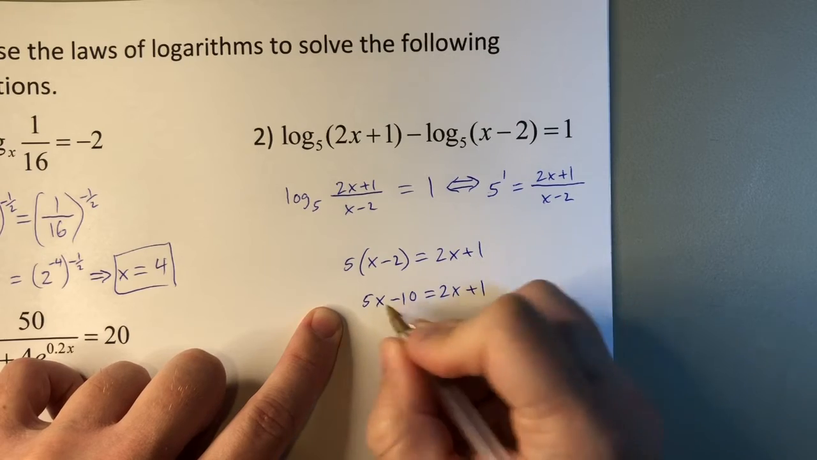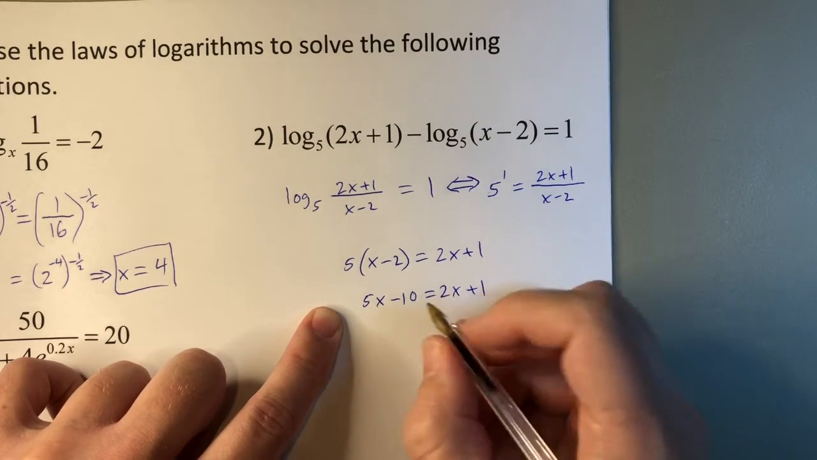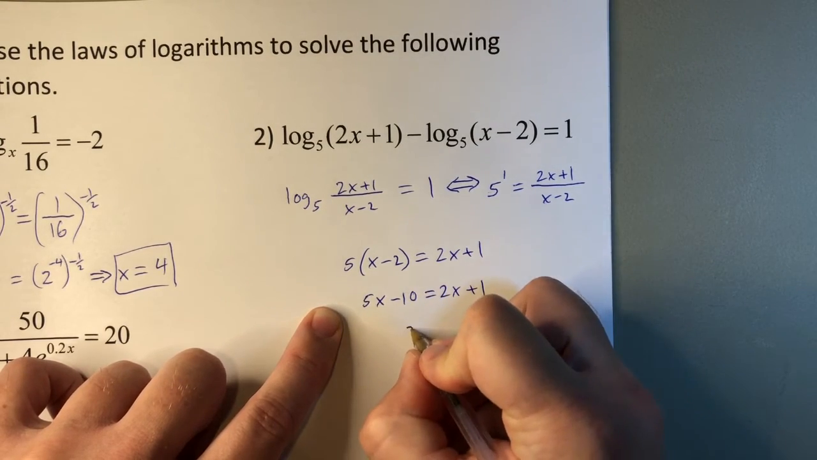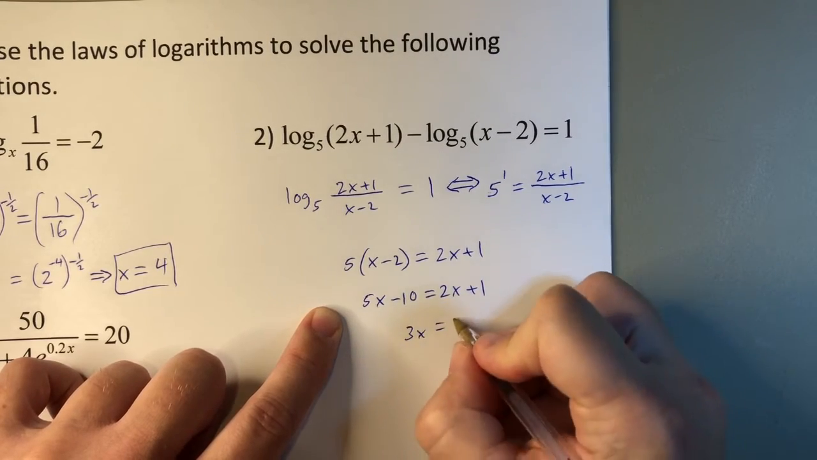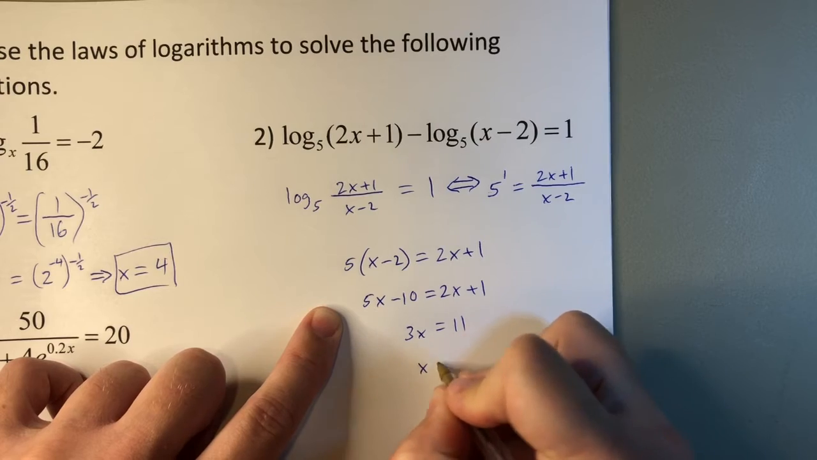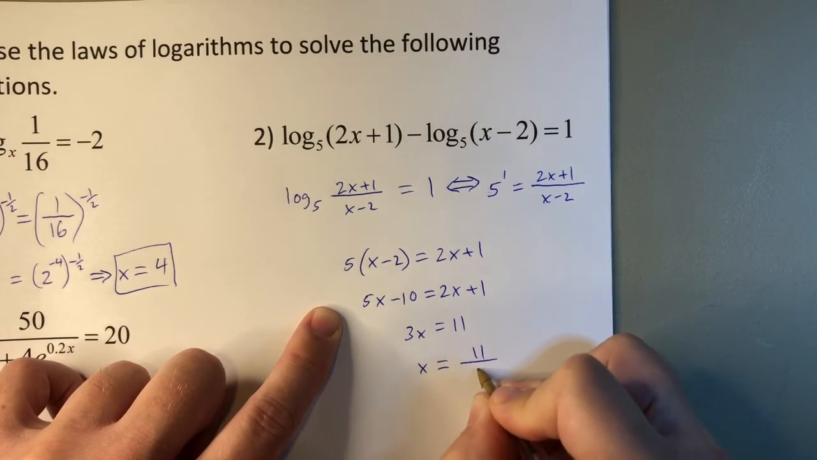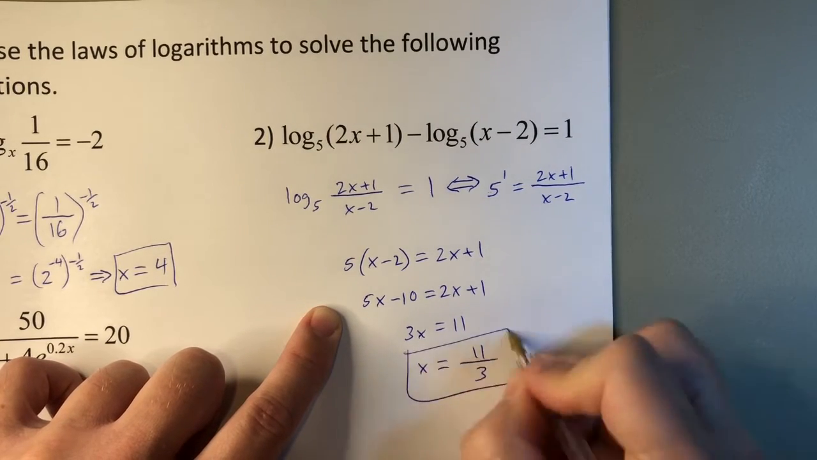And then we would do what? So this is basic now, I hope. I mean, subtract 2x from both sides. It's going to be what? 3x. And then if you add 10 to both sides, you get 11 over here on the right. So finally, we get x equals 11 thirds.